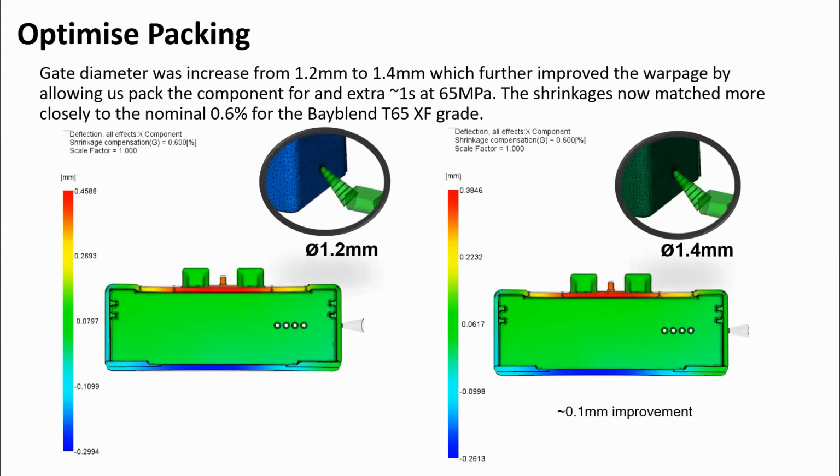So, optimizing packing then. Again, trying to get this warpage down to the minimum amount. The original gate proposed by the toolmaker was 1.2 mil subgate. I suggested opening this to 1.4, and this gave us around 1 second extra on our packing time at 65 MPa. This improved our warpage by a further 0.1 of a mil, and now our X, Y, and Z shrinkages were matching more closely to the 0.6 nominal shrinkage for Bayblend T65XF.